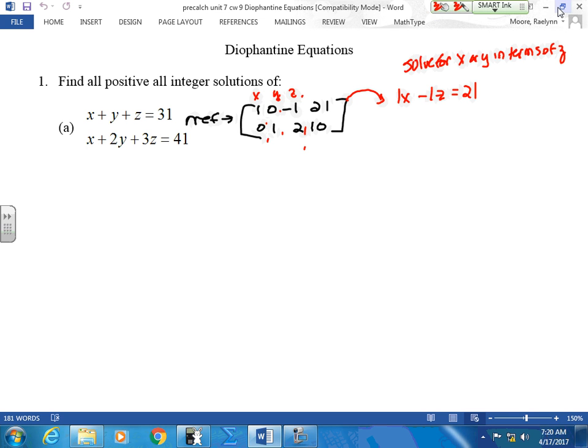Okay, so I'm going to add 1z to both sides. Does it matter if you say 21 plus z or z plus 21? No. Either way you go with that.